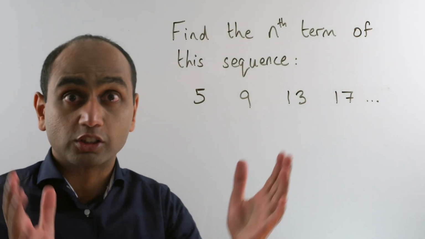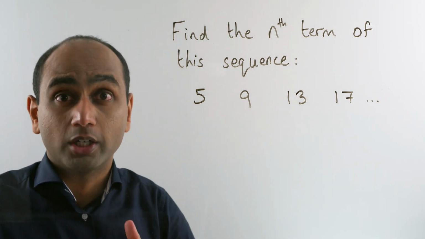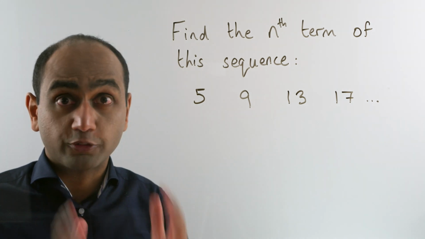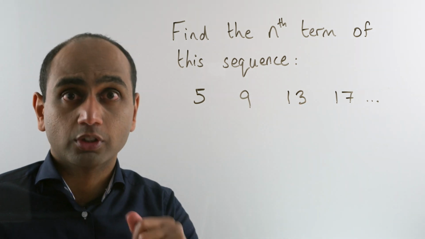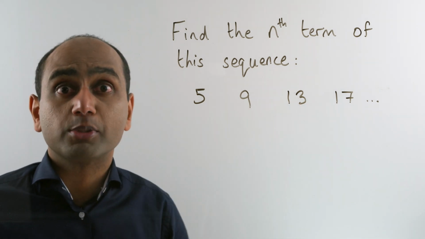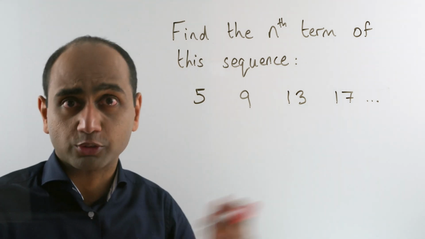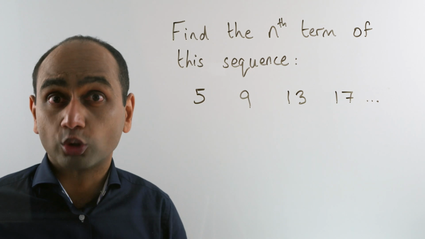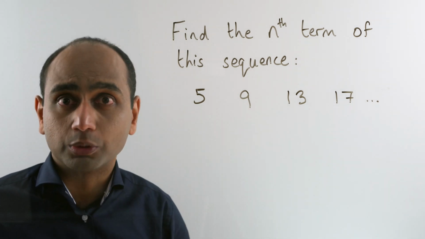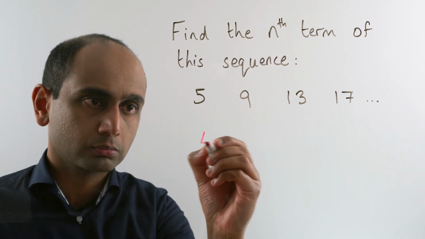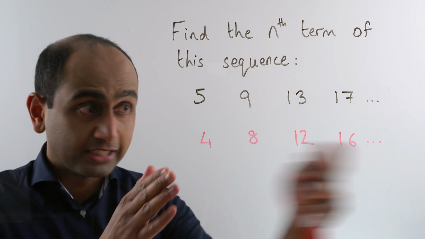Here I've got the same sequence we've just looked at, so we know the answer is going to be 4n plus 1, but let's see how we actually go about working that out. The first thing I would do is notice what the sequence is going up in steps of. So in this case, it's going up in steps of 4. Now, what is the simplest sequence that goes up in steps of 4? Well, that is just the 4 times table. So I'm going to write the 4 times table directly underneath this sequence. Here's the 4 times table.